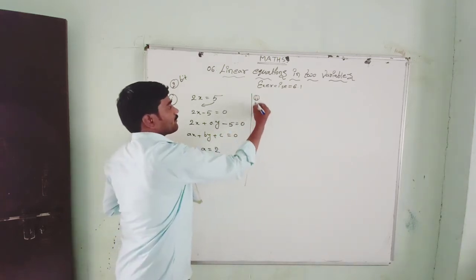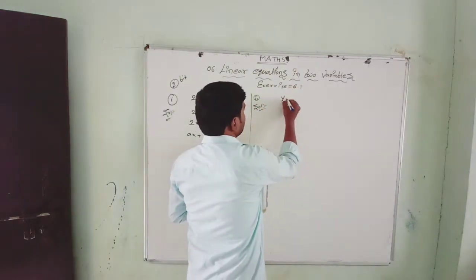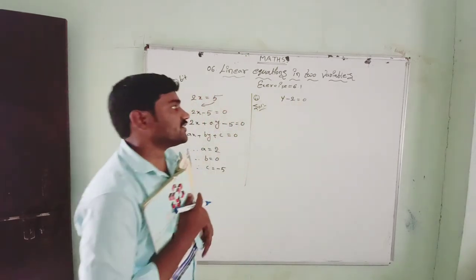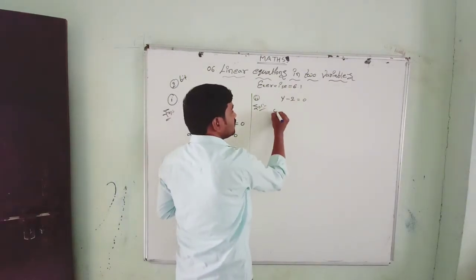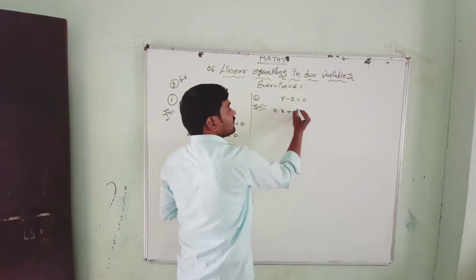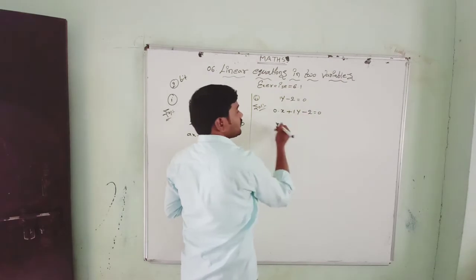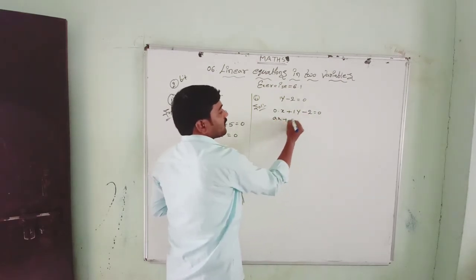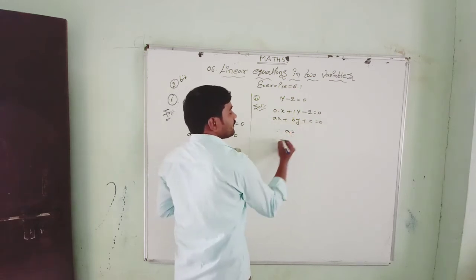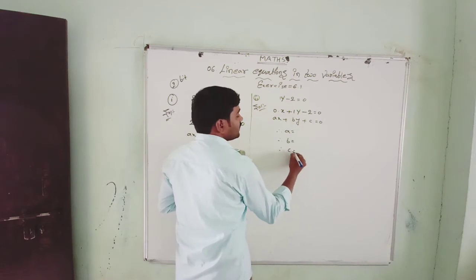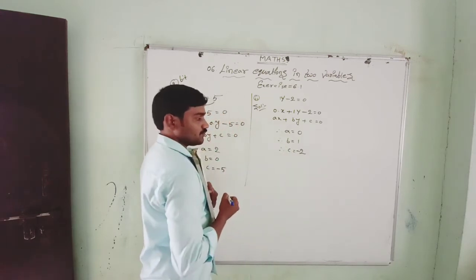See the second one, y minus 2 equal to 0. What term is left here? We have to write it in linear equation two variable form. The x term is absent here, so let us write 0 into x plus 1y. y is nothing but 1y, minus 2 equal to 0. Now it is in the form of ax plus by plus c equal to 0. Now we can calculate a value, b value and c value. a value is 0, b value is 1, c value is minus 2.